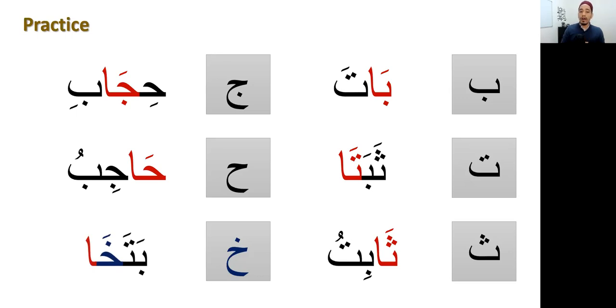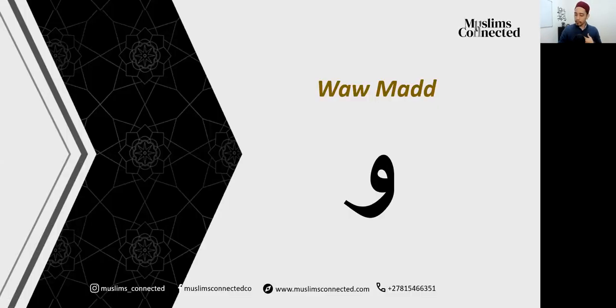Bata kha. Can you see how I extended the kha instead of kha? And also note that I said kha and not kha. Excellent. Before we move on to the waw mad now, I want to say that all the mads are generally the same. Only the ya mad is a bit different in terms of its shape, but the waw is almost exactly like the alif.